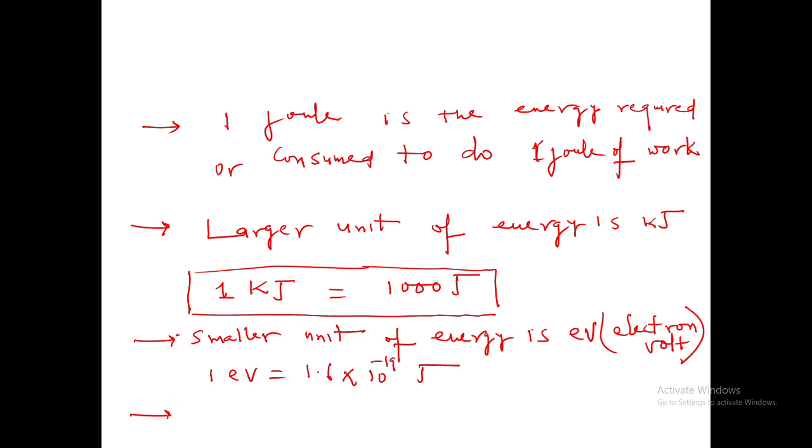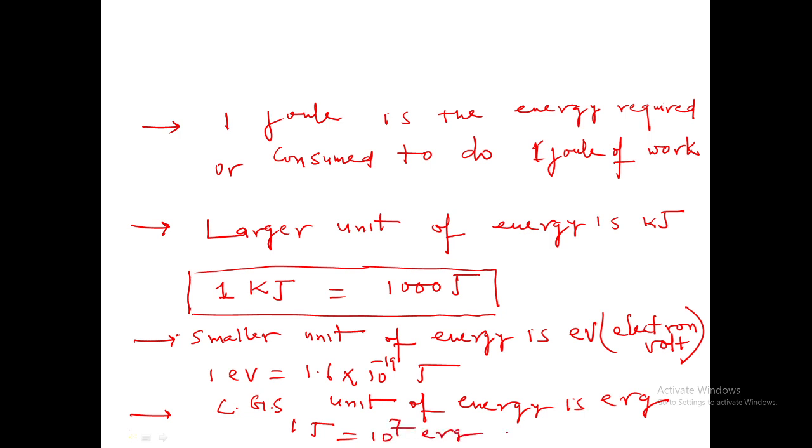And as far as CGS unit of energy is concerned, it is erg, E R G, and 1 joule is equal to 10 raised to 7 erg.